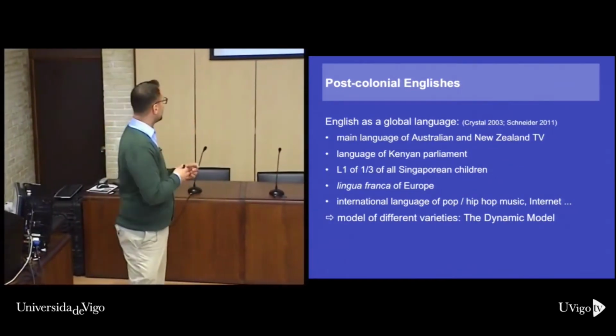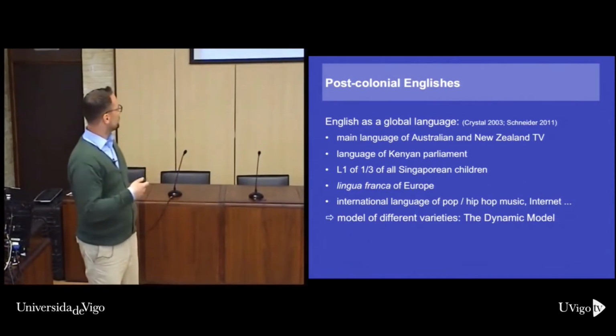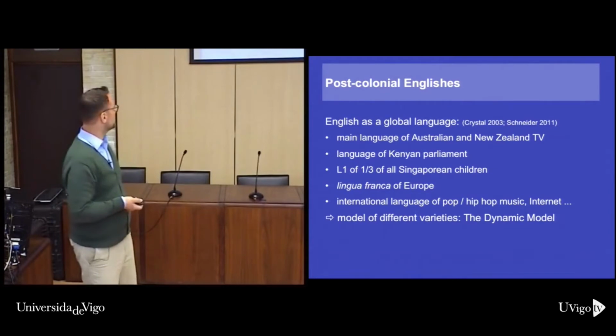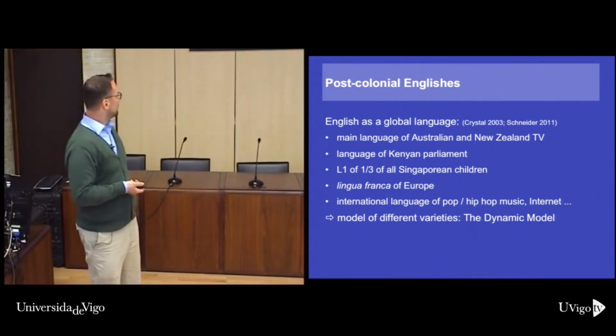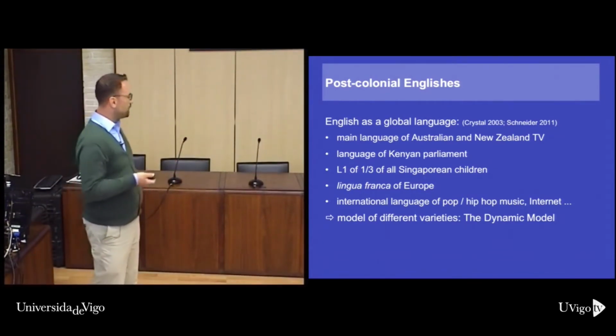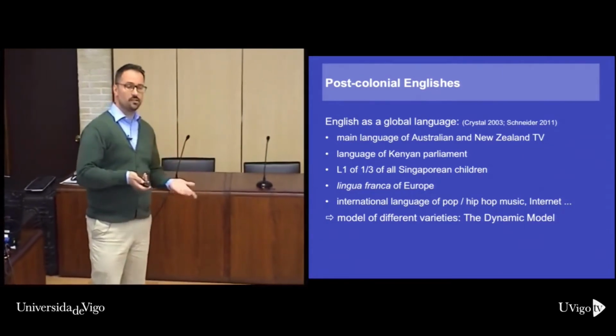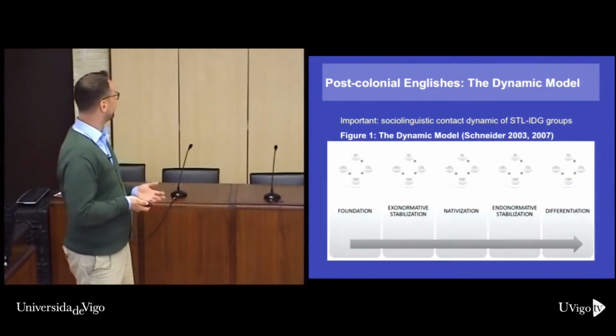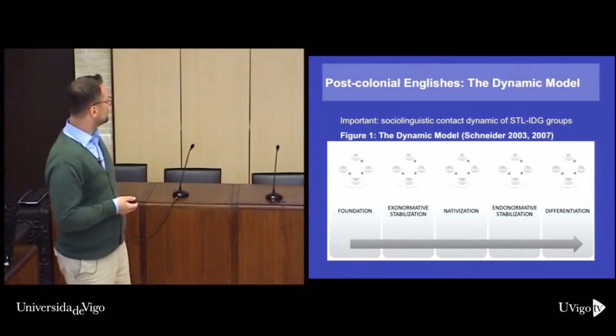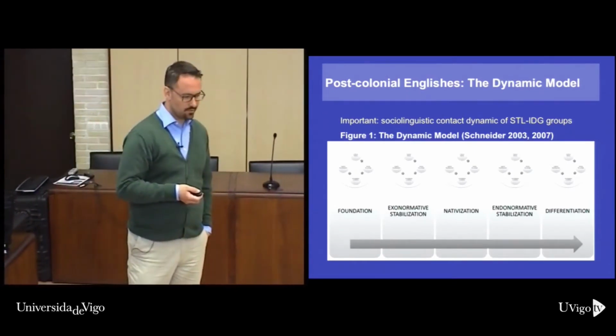It's pretty standard. English is a global language. We know that it's spoken in Australia, New Zealand, Kenyan Parliament. It can be the first language of Singaporean children. It's the lingua franca of Europe. It's the international language of pop, hip-hop, and so on. It's all over the place, but we also acknowledge the great differences between those varieties. And the dynamic model by Edgar Schneider tries to account for this.